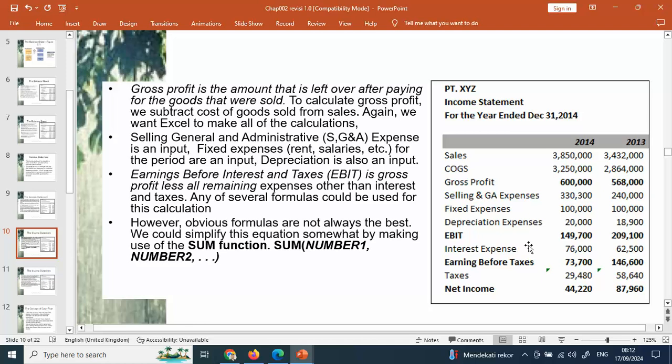And then fixed asset and fixed expense. What is fixed expense? The expenses that you need to pay every month, fixed. Let's say rent. Rent is fixed. Monthly rent or yearly rent is fixed. Salary, your salary is fixed. UMR is fixed for the period. Depreciation is also an expense.